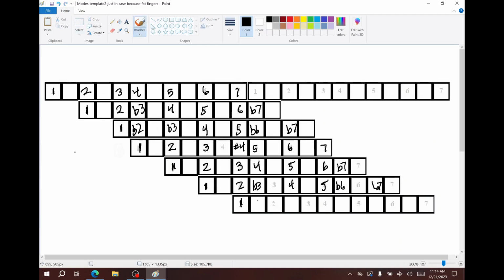So we have a root. We already have a flat 2nd. We have a flat 3. We have a 4th, which is the only thing that doesn't change here. We have a flat 5. We have a flat 6, and we have a flat 7. See that? See the flat there?